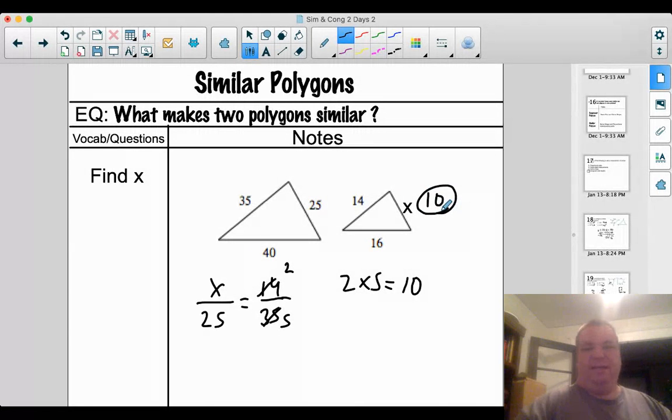Now if you didn't see that, it's fine. You could have cross multiplied, gotten 35x equals 25 times 14. You would have gotten the same thing. Okay, that's just kind of a shortcut using that proportional reasoning that we've done.